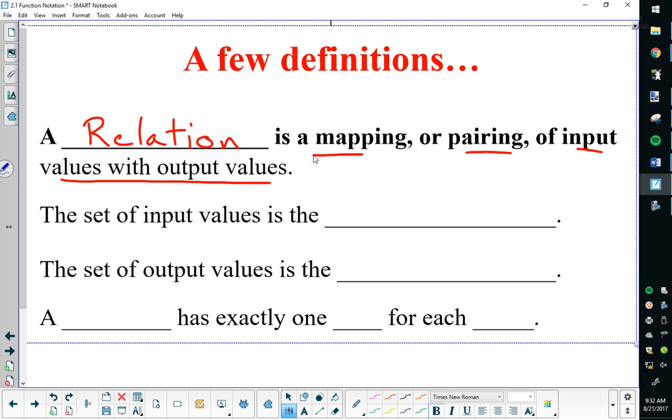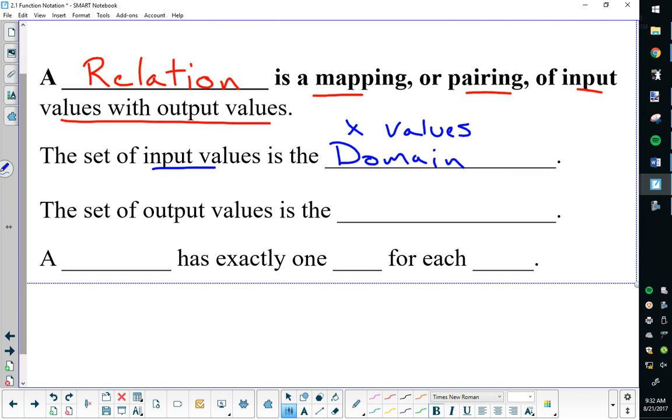The set of input values, so the numbers that you plug in, we call those the domain, or the X values, depending on the problem. We normally plug in our X values. That's our domain. So the set of output values, if input were X values and domain, what do you think output is going to be? Range. Domain and range, or in other words, the Y values.